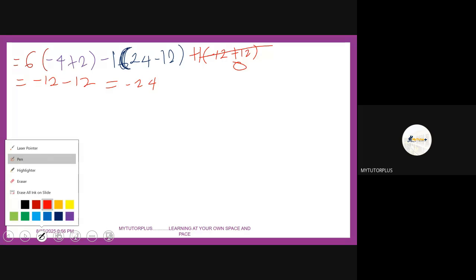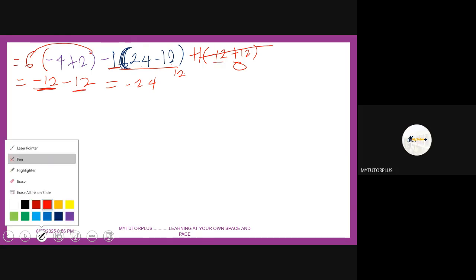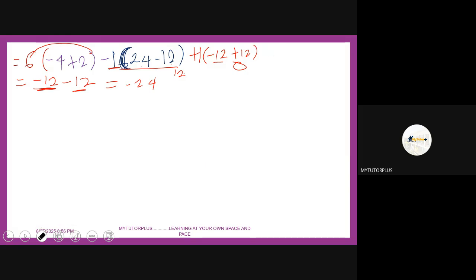What I've done is minus 4 plus 2. That will give us minus 2. That minus 2 multiplied by 6 will give us minus 12. Go to the second bracket. 24 minus 12, that will give us 12. 12 multiplied by minus 1 will give us minus 12. And for this one, minus 12 plus 12 will give us 0. And the 0 times 1 will still give us 0 at the end. Is it clear now? Yes.